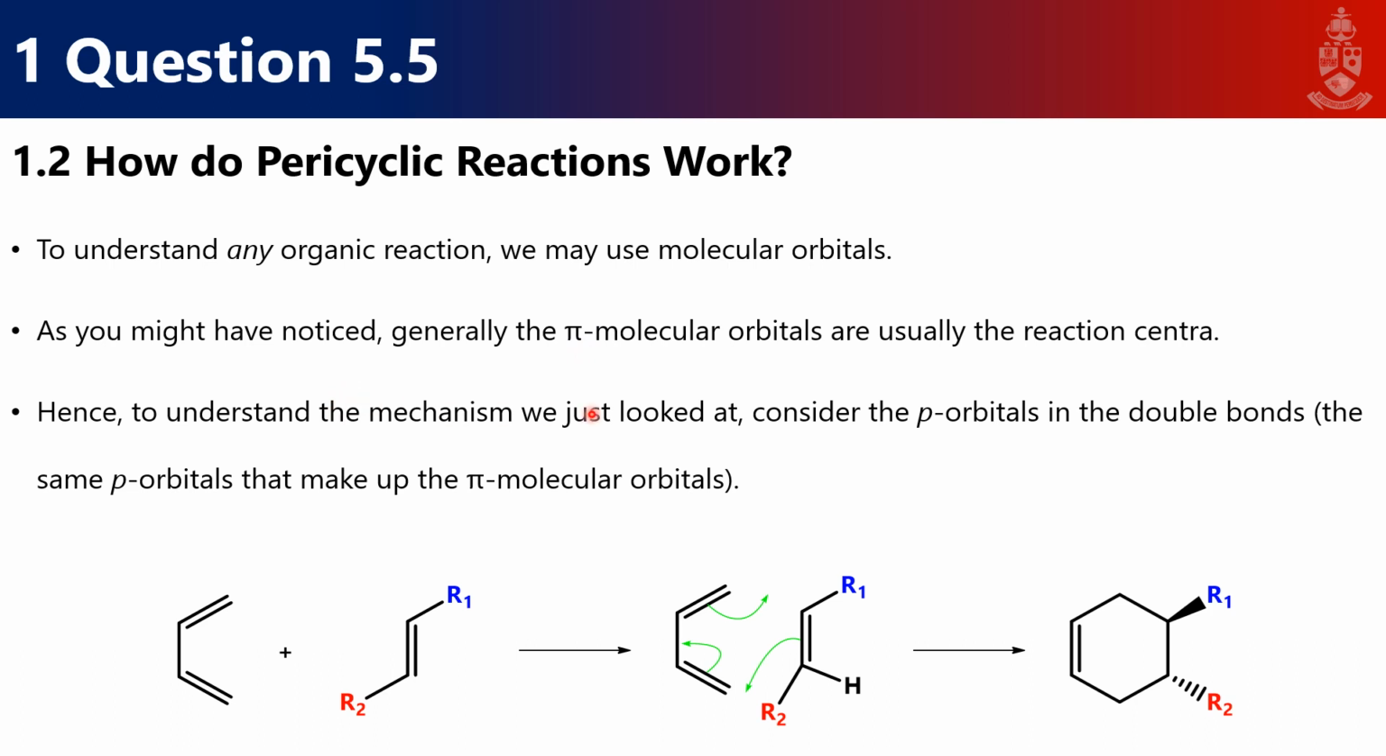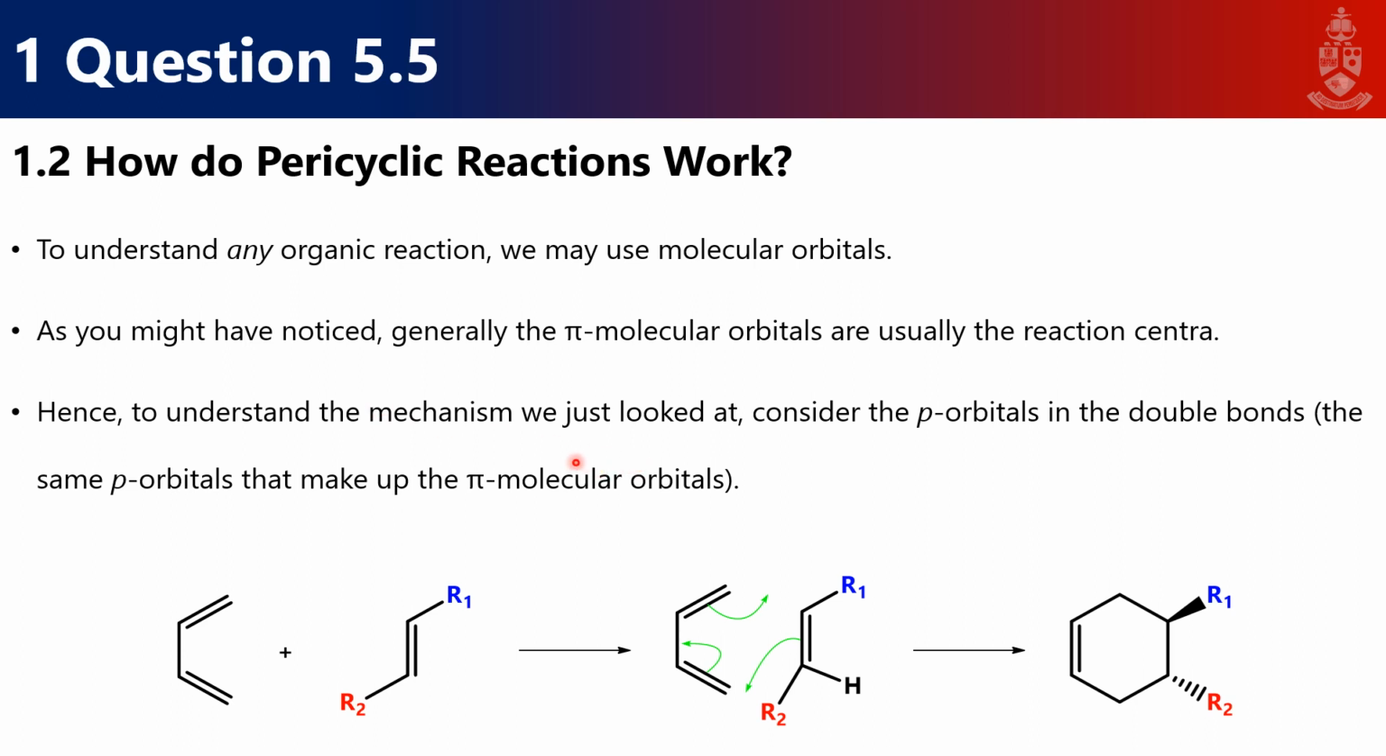So in general, the pi molecular orbitals, in other words, the double bond molecular orbitals, are where interesting things take place. If there's none of them, then you have different kinds of reactions. But in general, if there's a double bond, whether it be a carbonyl or alkene, that is where you should start looking for a reaction to take place.